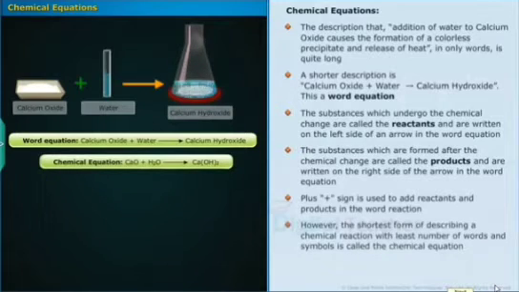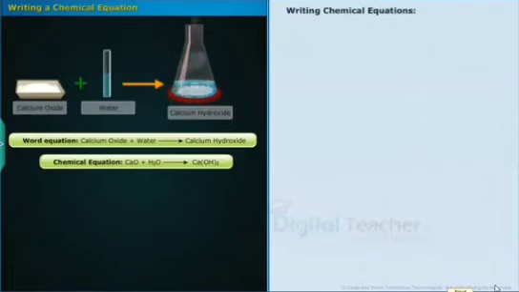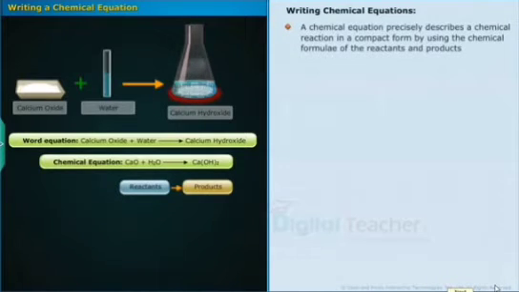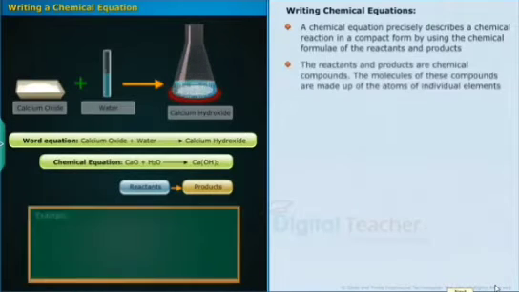However, the shortest form of describing a chemical reaction with the least number of words and symbols is called the chemical equation. A chemical equation precisely describes a chemical reaction in a compact form by using the chemical formulae of the reactants and products. The reactants and products are chemical compounds.